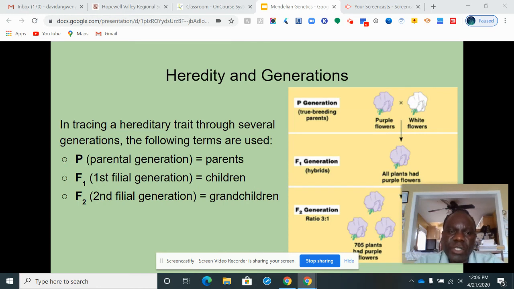Heredity and generations. In tracing a hereditary trait through several generations, the following terms are used. We talk about the parental generation, which is represented by the letter P to refer to the parents. We talk about the first filial generation, F1. In this case, we are referring to children or offspring. And we talk about the F2 generation, or second filial generation, which refers to the grandchildren.